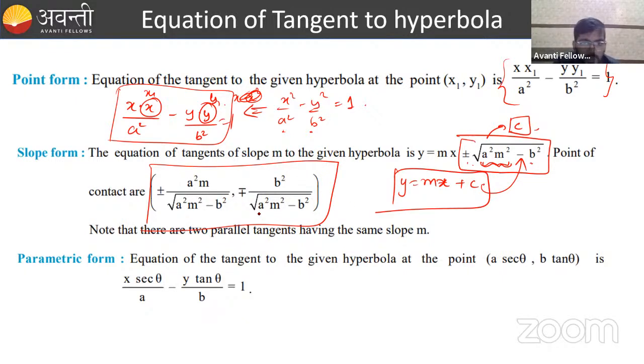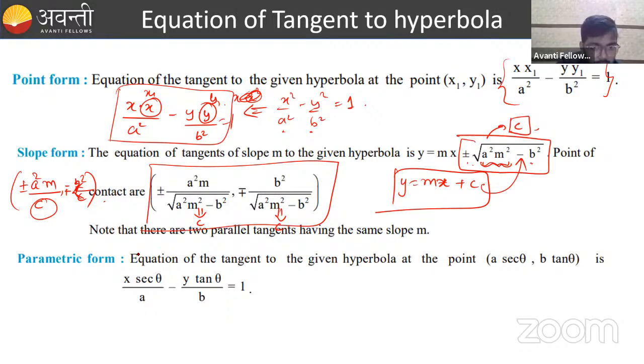So you have to remember this. For remembering this, you can remember it like this also. For an easy method, if you want to remember, you can remember it like this: plus minus a square m upon c, comma minus plus b square upon c. So you can substitute the denominator as c, right?